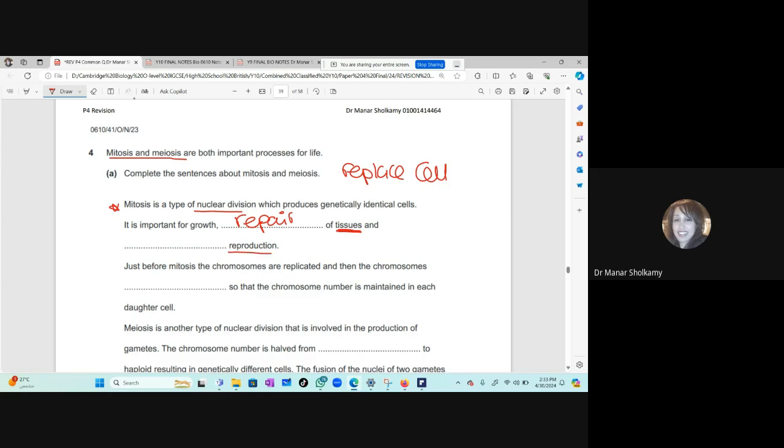And which type of reproduction needs mitosis? Asexual. Yes, of course, asexual. Good. Just before mitosis, the chromosomes are replicated, and then the chromosomes, what? So that their number is maintained.